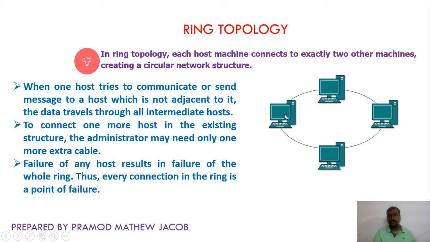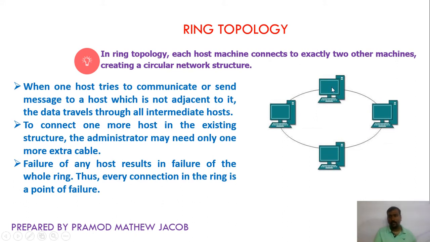See, this computer is connected to this one and this one. This computer is connected to this one and this one. Like that. So for every computer, there will be two other machines to which a connection is established. When one host tries to communicate or send a message to a host which is not adjacent to it, the data travels through all intermediate hosts.